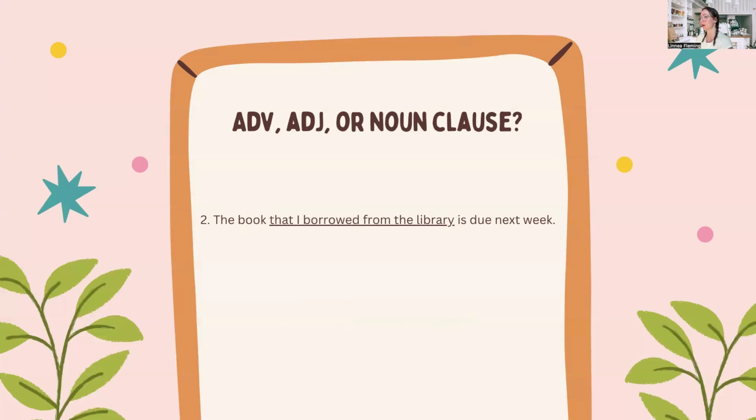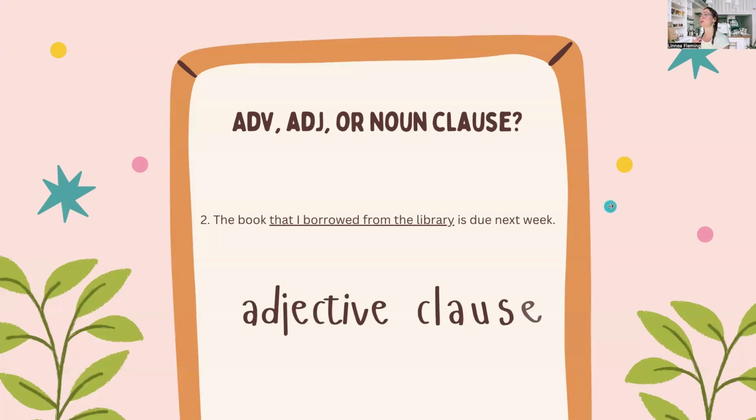Number two, the book that I borrowed from the library is due next week. I'll give you a second to think about it. If you said adjective clause, you were absolutely right because it comes after a noun, book, and it describes that noun, and it has a relative pronoun.